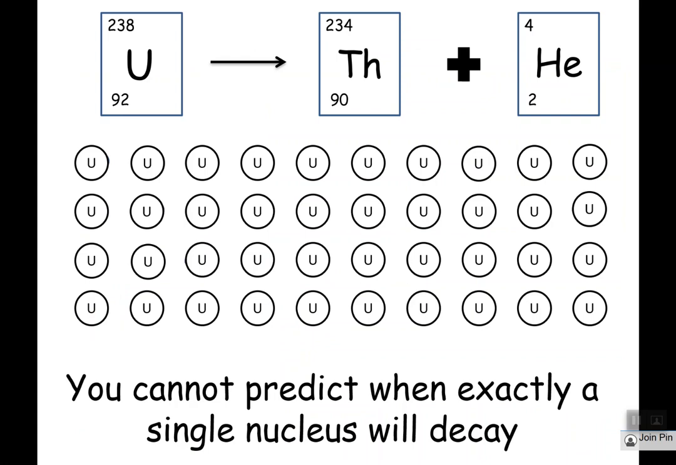So if we go back to what we did a few sessions ago, where we were talking about the randomness of something decaying. If I've got all these uranium nuclei here, you cannot predict when a single nucleus is going to decay. But what you can do is predict when some of them decay, which is where we come on to half-life. So this idea that you can't predict when a nucleus decays, we say that radioactivity is random.